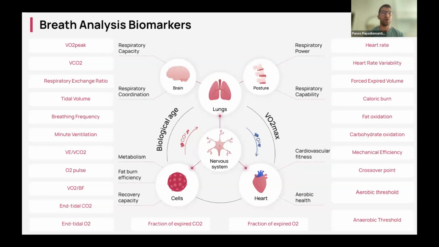So, for instance, you have biomarkers like O2 pulse, right? O2 pulse is VO2 over heart rate. And what it shows us is how much oxygen your heart is pumping into the system per heart cycle. Another very important metric that we have is, let me just jump in there for all you medical guys.